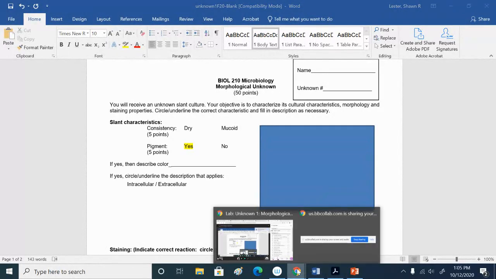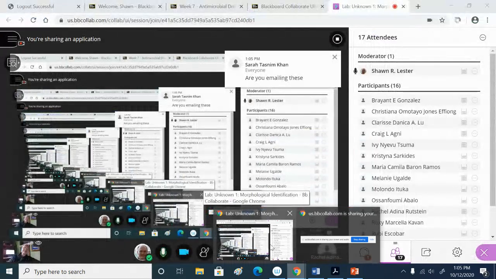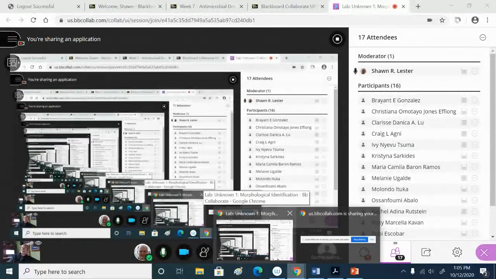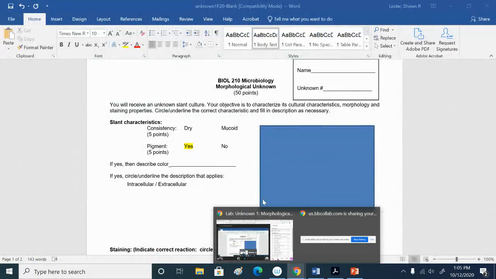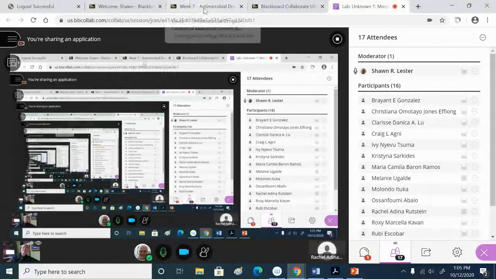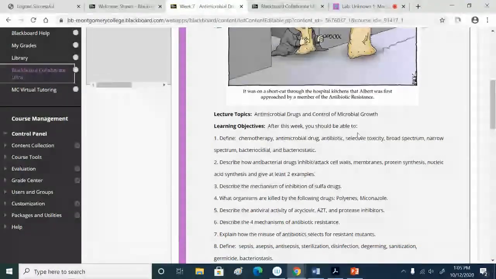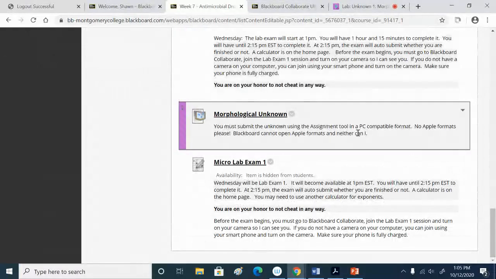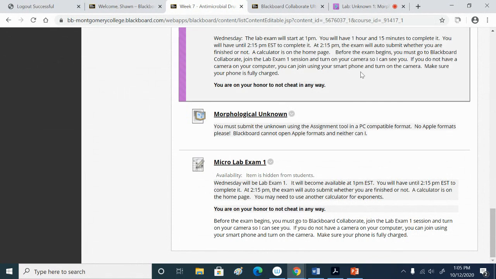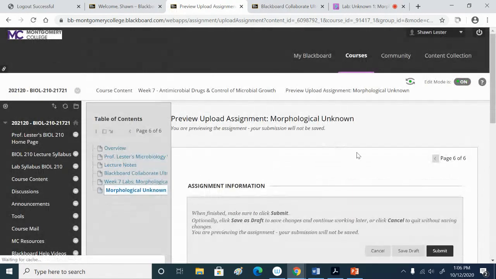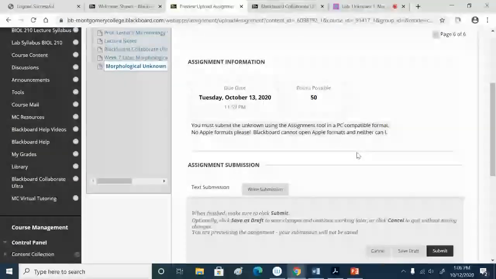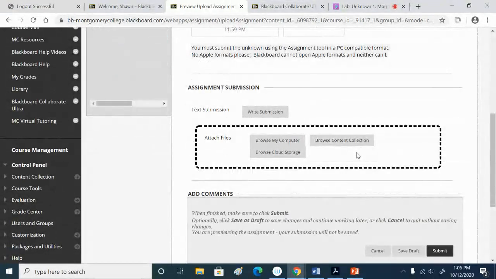Now, when you're ready to submit, I can't see chats when I'm sharing. After class, after we're finished, I'll send them out in an email. It's important that you do submit these. So you have to submit this through the assignment tool, right? So make sure you submit it.